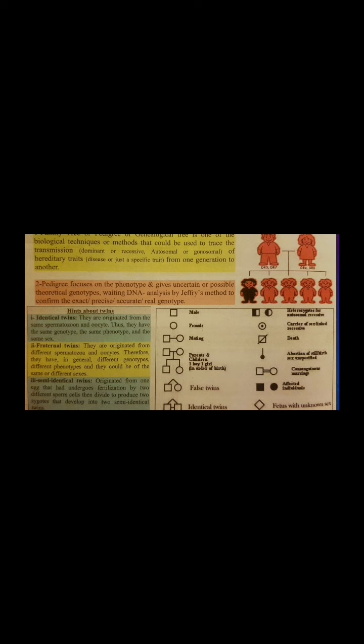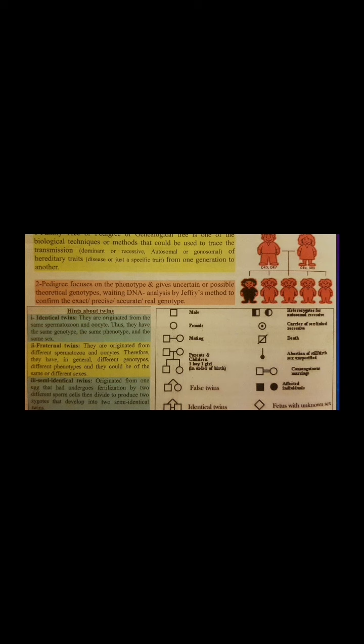A circle with a dash in it is a carrier of a sex-linked disease. It is surely a female and she is a carrier of the disease on one X, for example XN XD. A square with a dash means death. A square with a straight line is abortion. A square and circle joined is a consanguineous marriage. A colored square and colored circle are affected individuals with the trait. And the rhombus is a fetus with unknown sex.